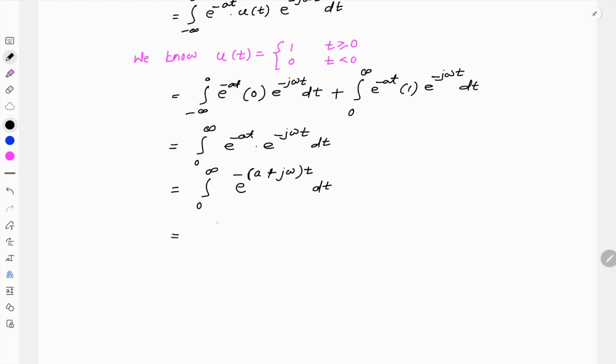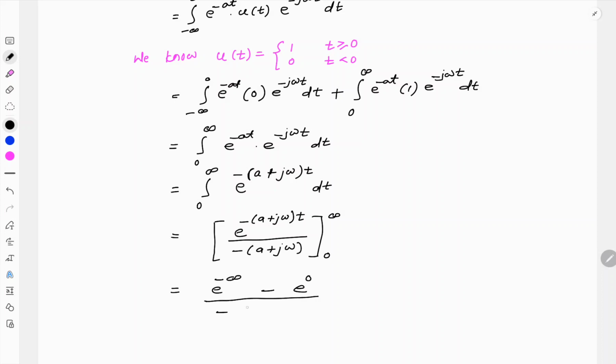So now if we take its integration, we have e raised to minus (a plus j omega) into t divided by minus of (a plus j omega) with the limits 0 to infinity. Now we need to put up the limits, upper limit minus lower limit. So the first term e raised to minus t, which is infinity, becomes e raised to minus infinity, minus lower limit is 0, so e raised to 0, whole divided by minus of (a plus j omega).